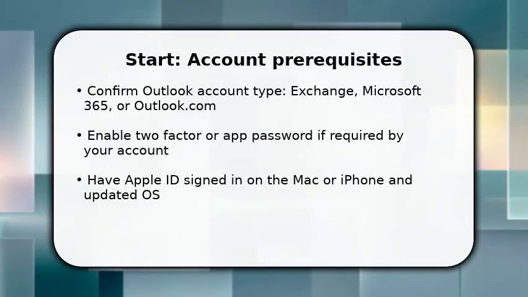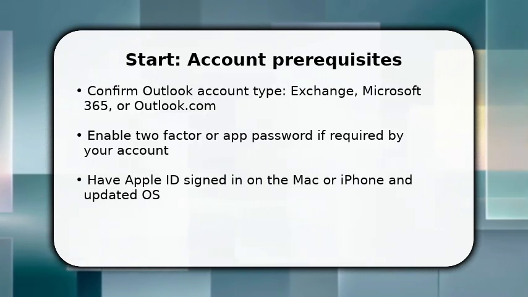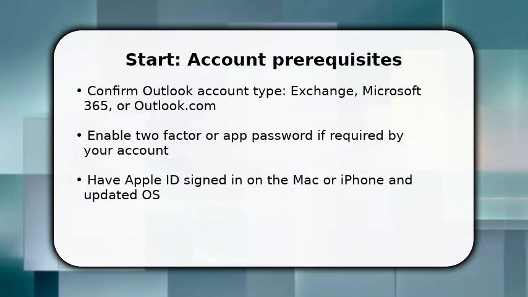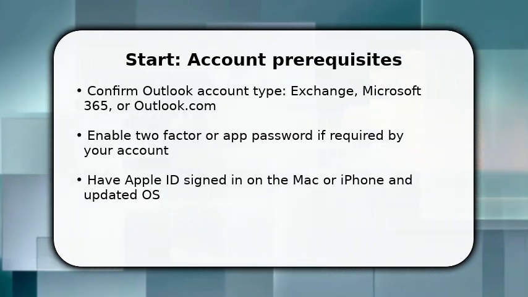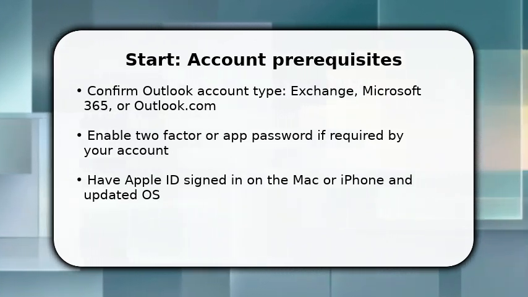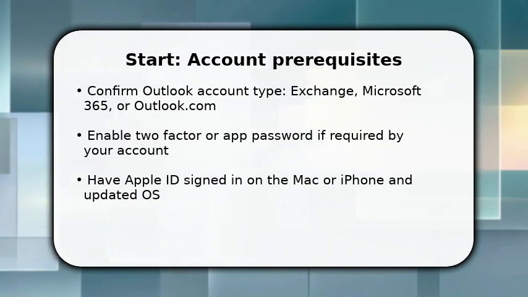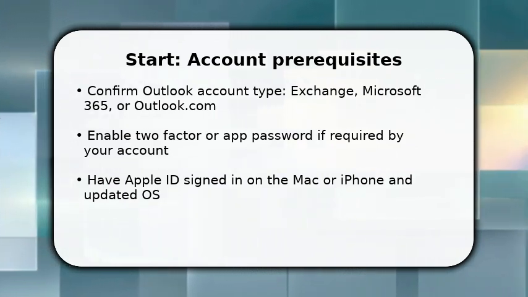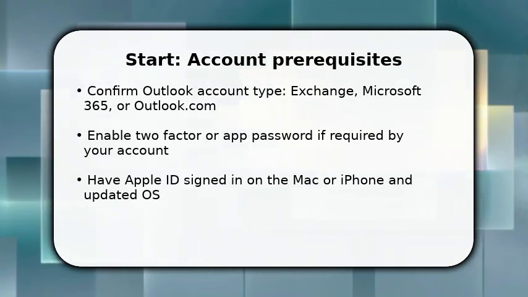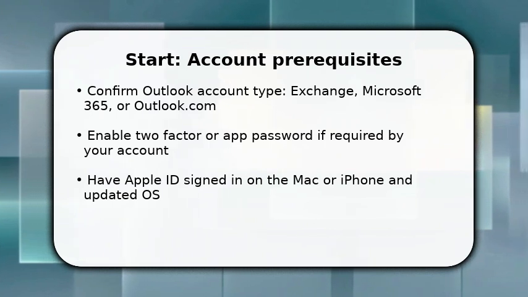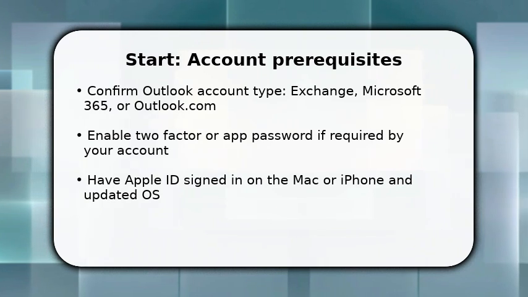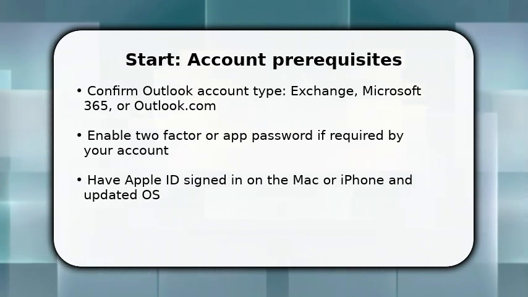You begin by confirming the exact Outlook account type because Exchange behaves differently than IMAP. Once done, make sure your device is signed into your Apple ID and the OS is up to date to avoid compatibility issues. Enable two-factor authentication if your organization requires it and generate an app password when necessary. Now open Apple Calendar on Mac or Settings on iPhone and prepare to add the account. This immediate action prevents common sync hiccups and sets up correct permission prompts.